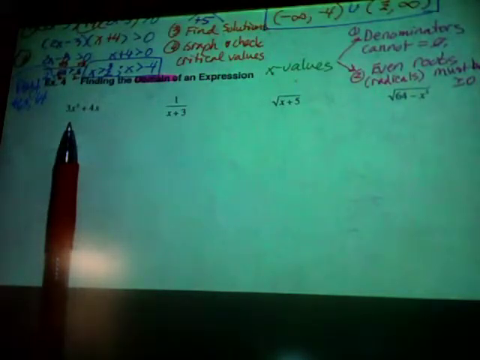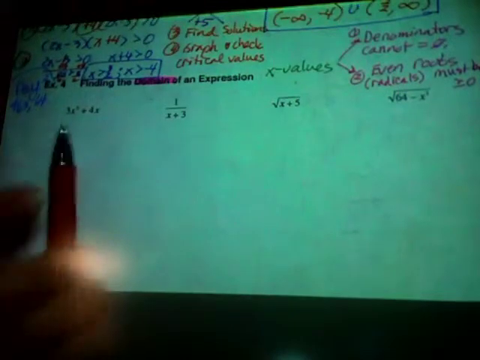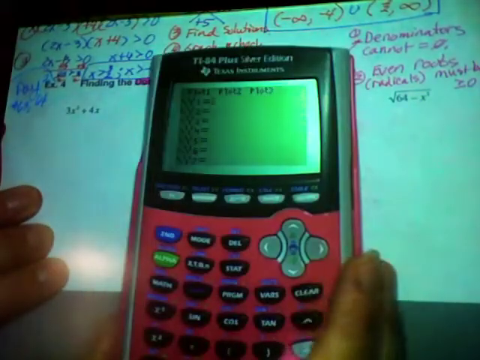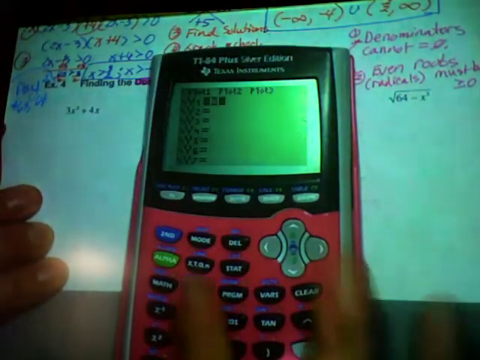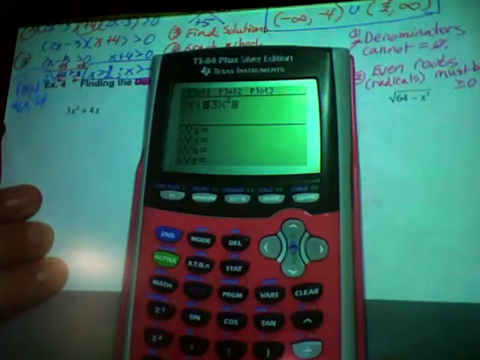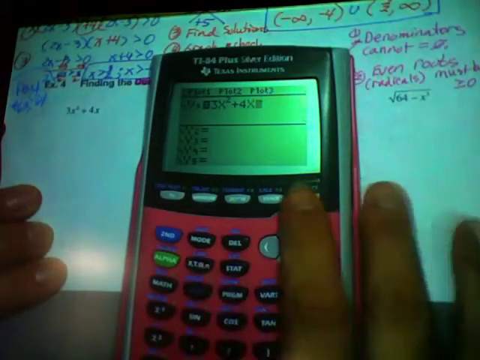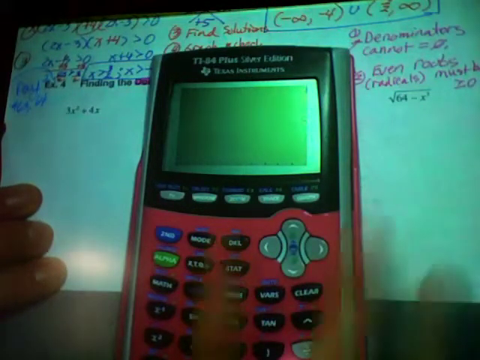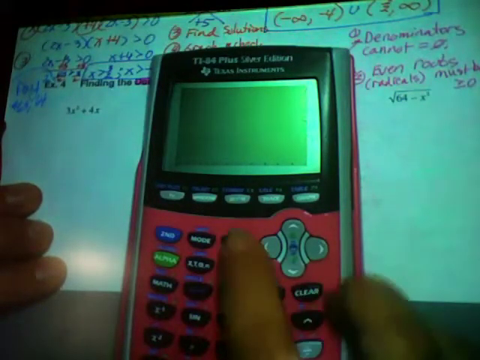Could it be any number you can think of? Can I put any number in there and come out with a real number? Yeah. So how do I describe any number I can think of? All real numbers. So very good. So if I put in for y equals 3x squared plus 4x. Oh, I'm on the wrong graph. Come back to me.